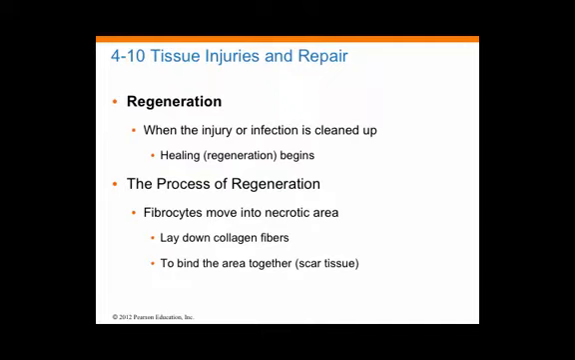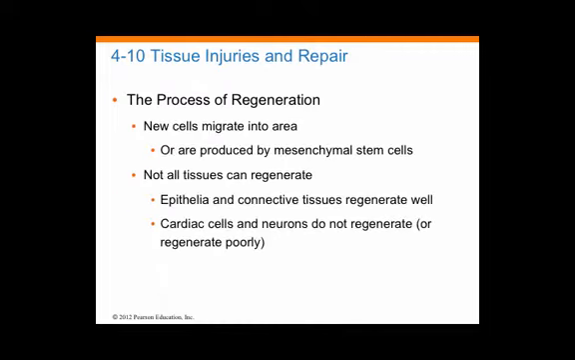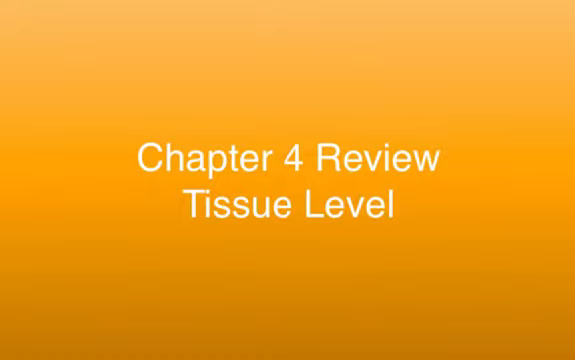In regeneration, fibrocytes move into the area and lay down collagen fibers to bind the area together and cause scar tissue. Then new cells migrate into the area or are produced by stem cells. Some tissues, like epithelia, regenerate well. Some, like cardiac cells and neurons, don't regenerate or regenerate very poorly. This ends Chapter 4 review.